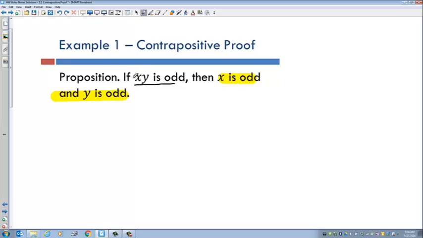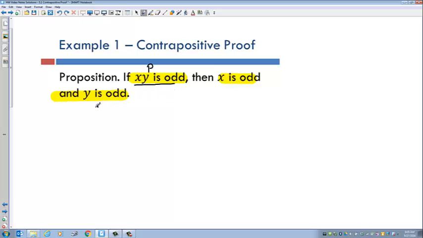This may sound familiar to you, and it should, because we proved this in the last video when we did direct proof by cases, and it was rather long, and now I'm going to give you a proof that's actually very short by using the contrapositive. So first, let me just identify P for you. So this is our P statement. So if xy is odd, that's our P statement, and then our Q statement is x is odd and y is odd.